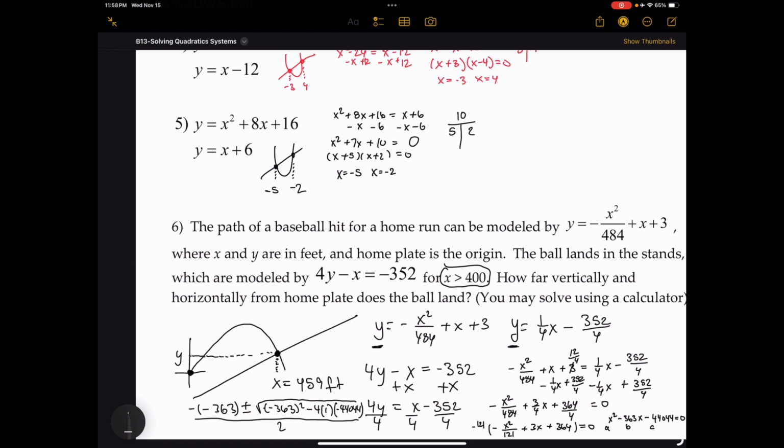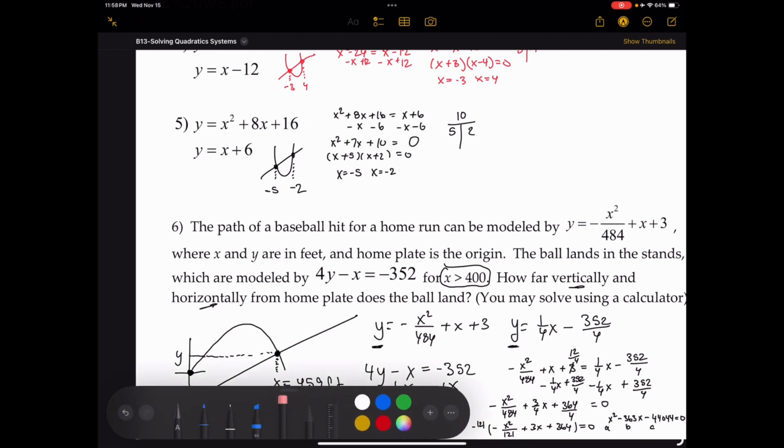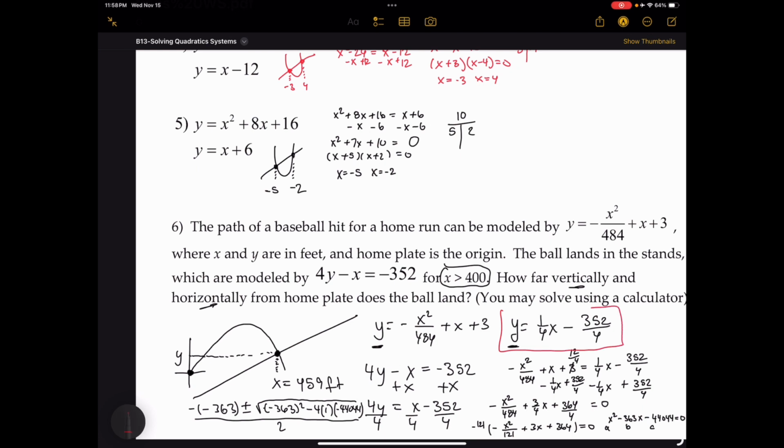Okay, so when we take that number, because it says that it wants vertically and horizontally, we found horizontally 459 feet in the x direction. In the y direction, let's plug that in to the 1/4 x minus 352 over 4. So basically this one right here. We're going to plug x into that.